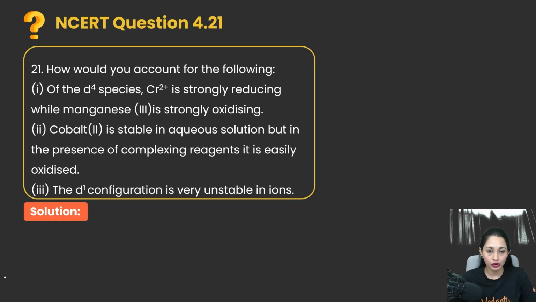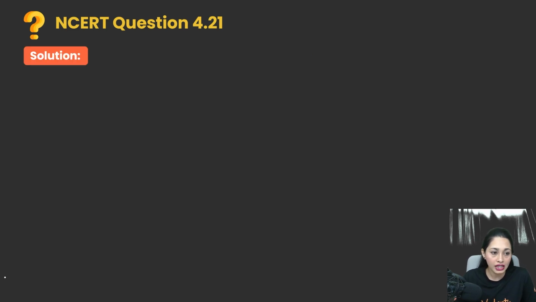How would you account for the following? We have three sub questions here. Of the d4 species, chromium 2+ is strongly reducing while manganese 3+ is strongly oxidizing. Second one, cobalt 2+ is stable in aqueous solution, but in the presence of complexing reagents, it is easily oxidized. Third one, the d1 configuration is very unstable in ions. So let's discuss the very first one. They have mentioned that chromium 2+ is strongly reducing, right? So what is the reason?